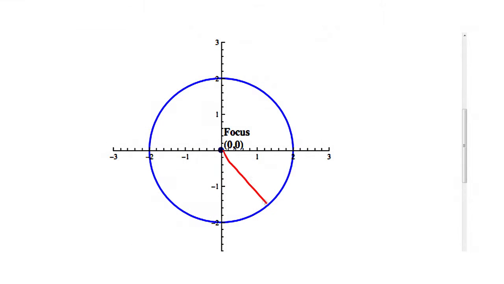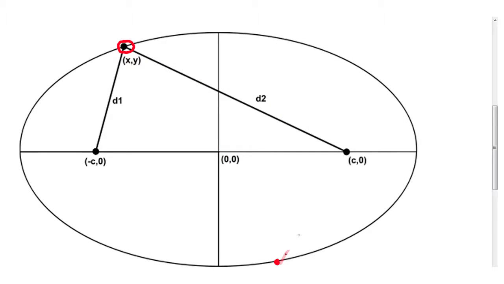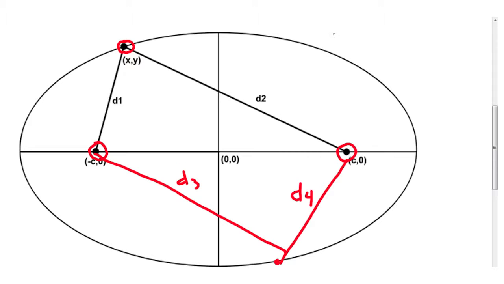Let us first define circle. It is the set of all points on a plane that are a fixed distance from a center. Next is ellipse. An ellipse is the set of all points on a plane whose distance from two fixed points, F1 and F2, add up to a constant.